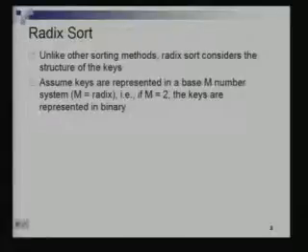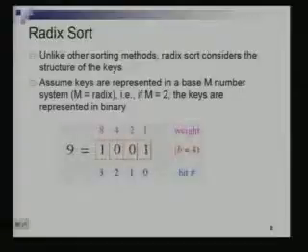We are going to assume that the keys are represented in some base m number system, and m is called the radix. If m equals 2, then the keys are essentially in binary, base 2. This could be an example: 9 is 1001 in binary, and we are going to use this representation of 9 to do the sorting for us. I can also represent 9 in some other base, base 3, let's say. Then m would become 3, and I can still use that to do the sorting, and we'll see how.